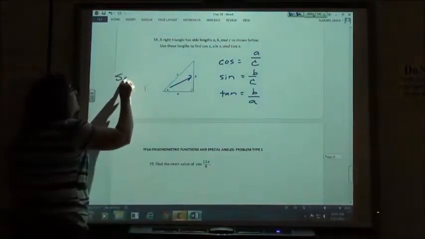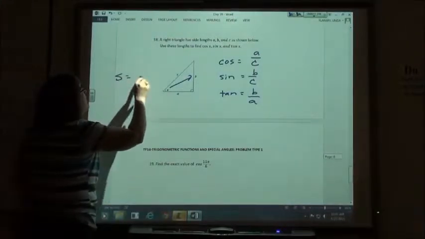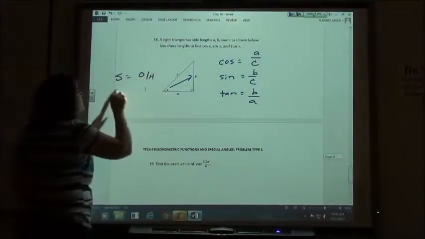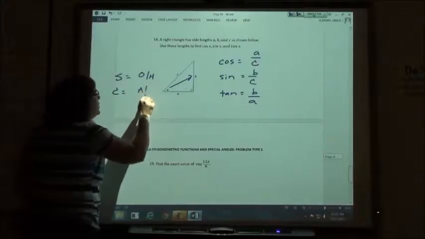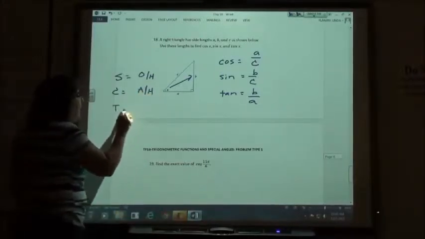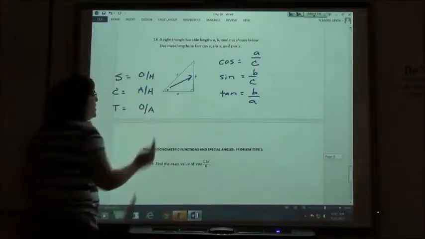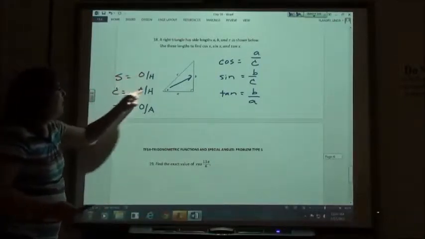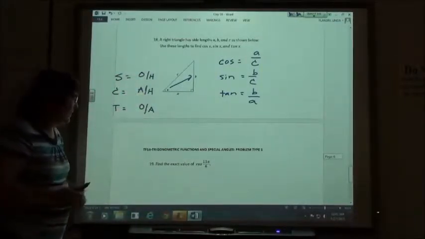So again, sine is opposite over hypotenuse, cosine is adjacent over hypotenuse, tangent is opposite over adjacent. SOH CAH TOA. Crazy, I know.